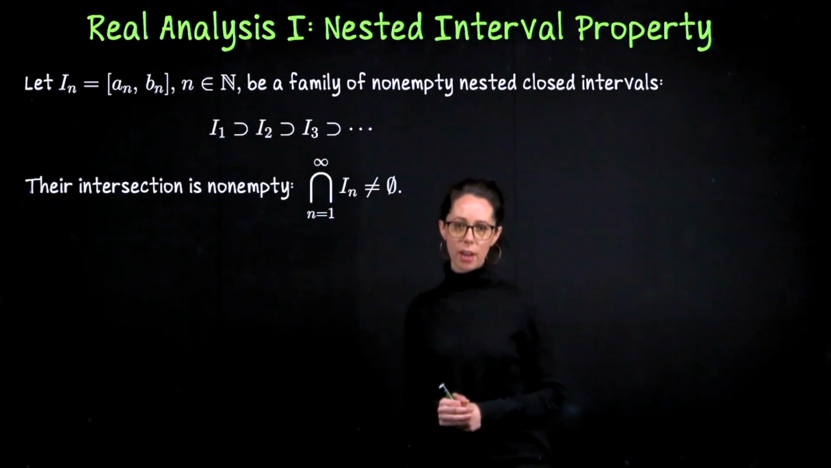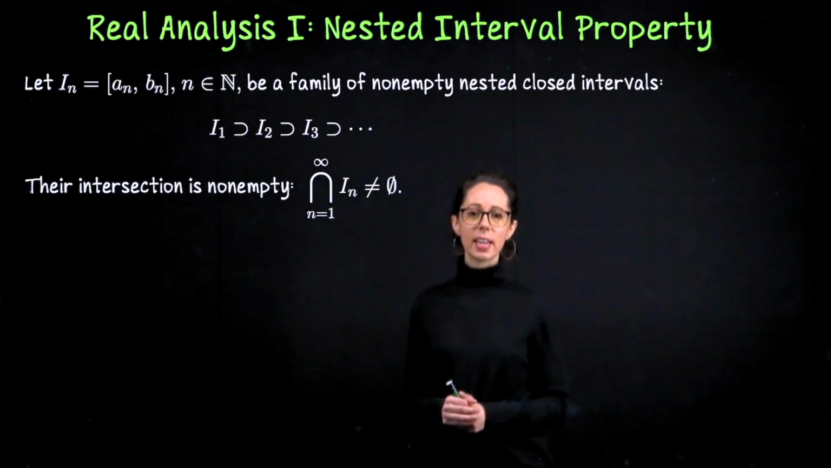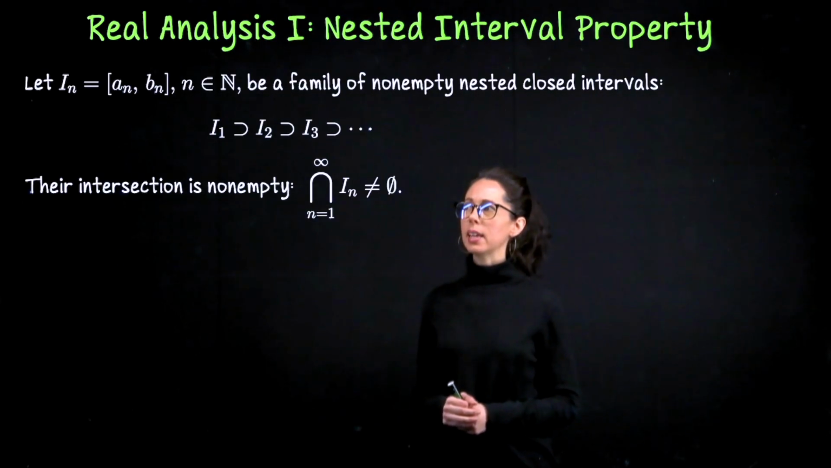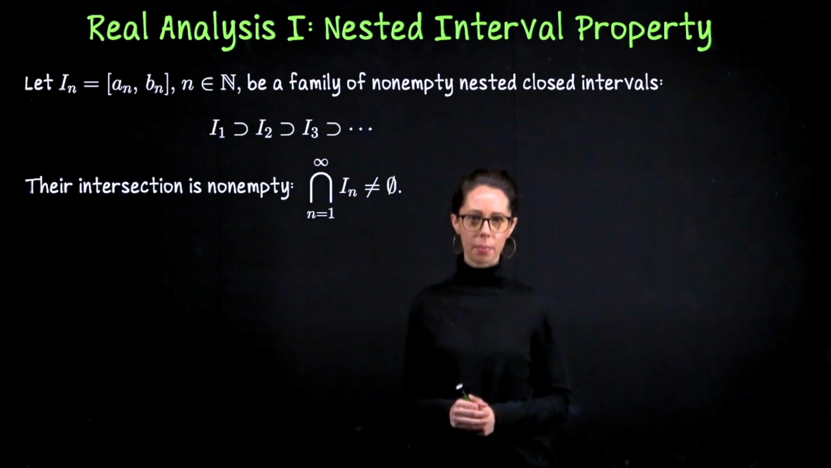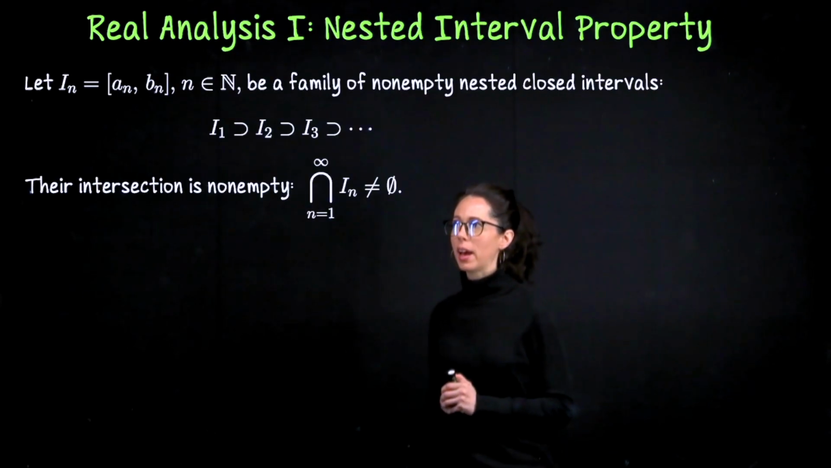In this video, we are going to cover a foundational result called the nested interval property, which we will see is a consequence of the supremum property. So this follows right out of our third axiom for the real number line.